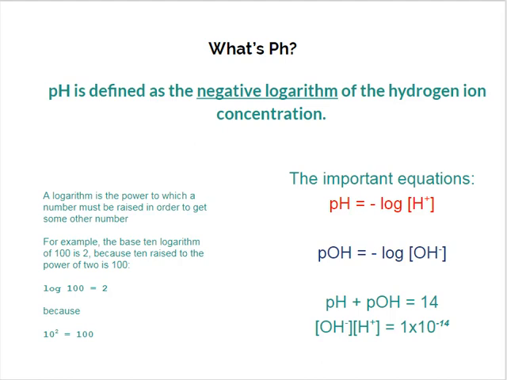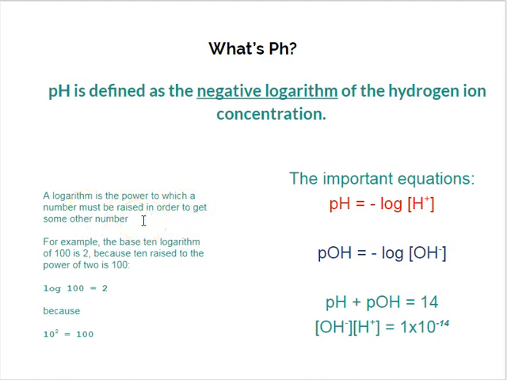So how can we actually calculate the pH of a solution? Or how could we go about calculating what the pH is? Well, if we know what pH stands for, we know it's the concentration of hydrogen ions, we can define pH as the negative logarithm of the hydrogen ion concentration in a solution. So a logarithm is the power to which a number must be raised in order to get some other number.